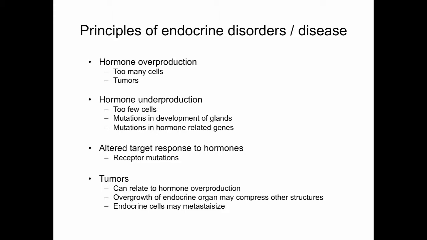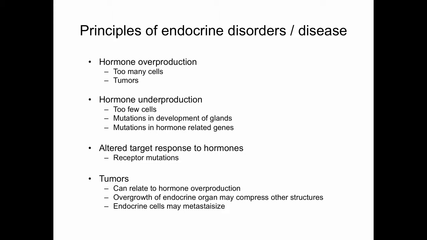There may be overproduction of hormones. Perhaps there are too many cells or tumors leading to an overproduction of hormones. There could be underproduction of hormones, perhaps too few cells secreting the hormones. Maybe there were mutations in the development of the endocrine glands. Maybe there were mutations in the genes related to the hormone itself or to the hormone expression.